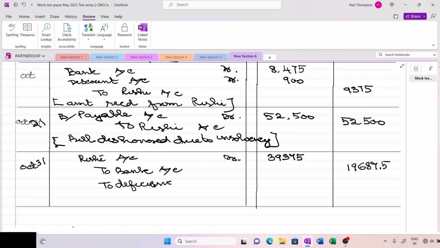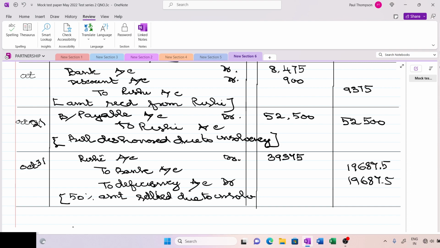for the balance 50 percentage. Debit 19,687.5. So within bracket you have to write amount settled, 50% amount settled due to insolvency. You can write here working note 1.